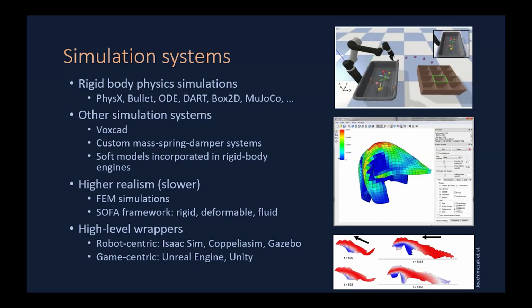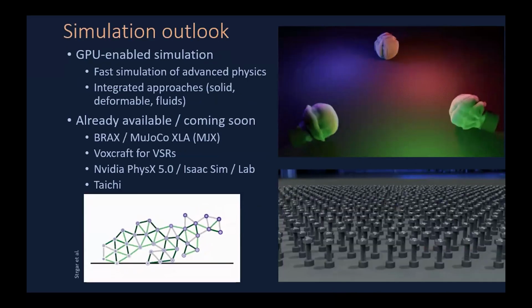And then there are wrappers around these, so that you can more easily use them for robot simulation. For example, Gazebo is this simulation system, the wrapper in ROS, and NVIDIA has this Isaac engine and so on. And also game-centric engines. We'll get back to that.